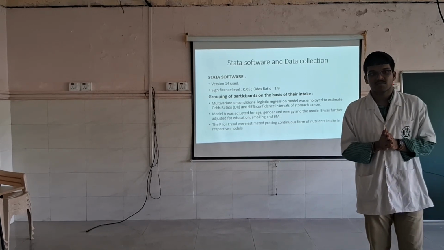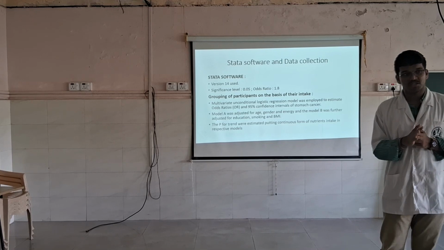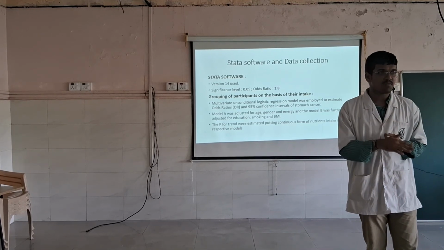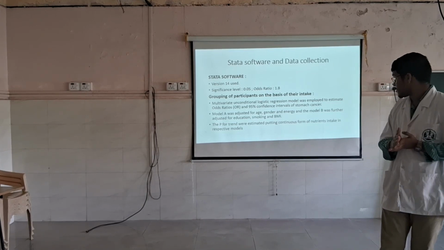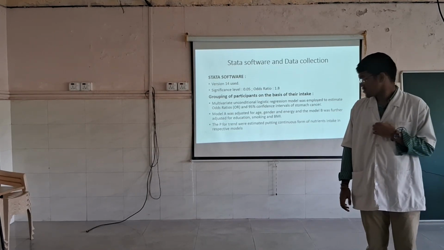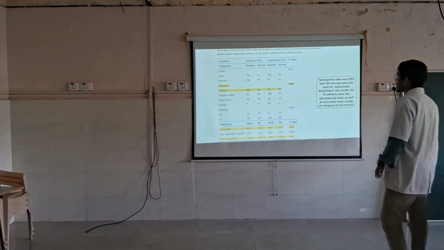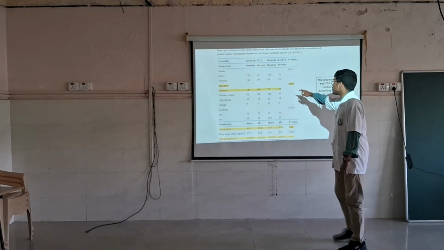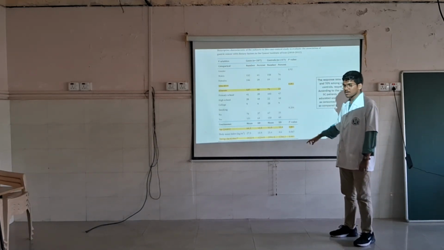Two models were considered, which were Model A and Model B. Model A was on the basis of age, gender, and energy intake, whereas Model B was on the basis of BMI, smoking habits, and education. The P for trend was also estimated using continuous forms of nutrition. So these are the demographic details. An important factor to notice over here is that education, age and energy intake were significant in the study.